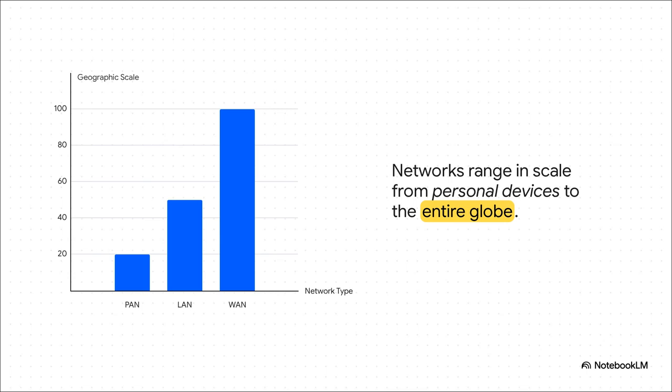And you know, the scale can get even smaller than a LAN. You've also got something called a personal area network, or a PAN. That's what connects, say, your wireless headset to your phone. So this whole idea scales all the way from the gadgets in your pocket right up to the entire globe.